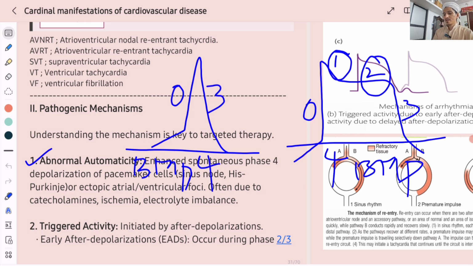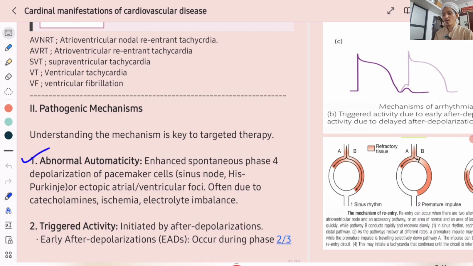Abnormal automaticity is enhanced spontaneous phase 4 depolarization of pacemaker cells. Pacemaker cells can be in the SA node, Purkinje fibers, or some ectopic atrial or ventricular foci, often enhanced due to catecholamines, ischemia, electrolyte imbalance. So the pacemaker will fire fast. Enhanced firing of the pacemaker cells is responsible for arrhythmia.